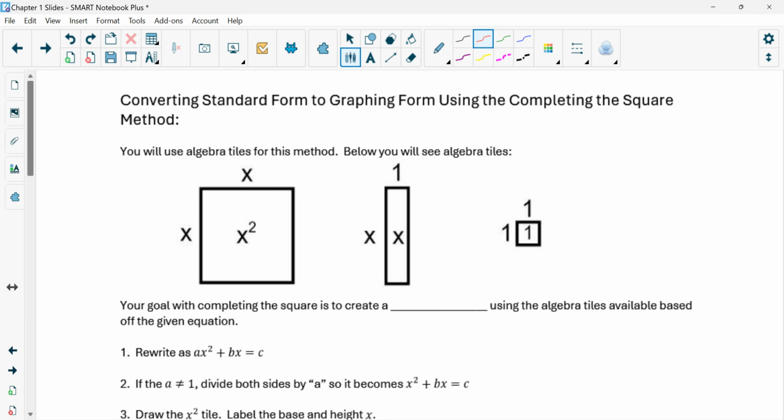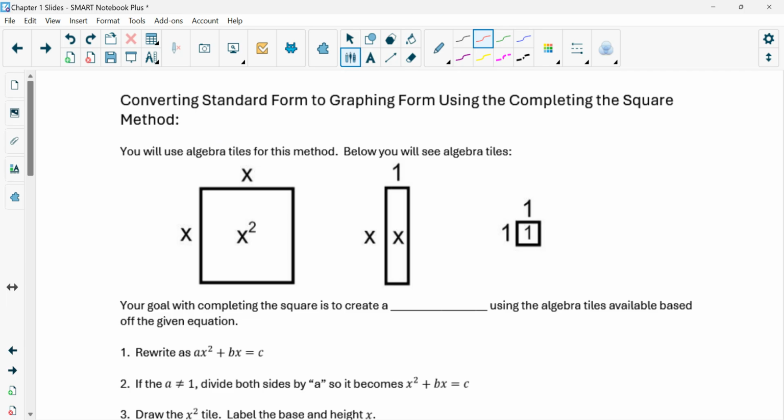But when you took probably pre-algebra or algebra 1, you may have seen algebra tiles. There are 3 different algebra tiles. There's an x squared tile. The reason it's called an x squared tile is because it's x units tall, x units wide. X times x gives us x squared. There's an x algebra tile. That's x units tall, 1 unit wide. X times 1 is x. And then there's a 1 algebra tile, which is 1 by 1. That's how you get an area of 1.